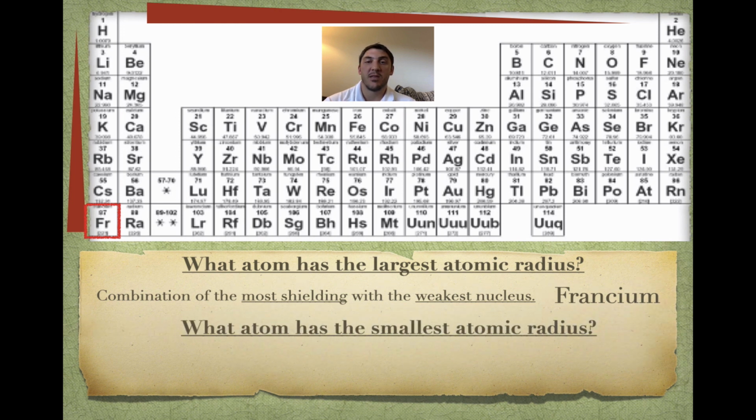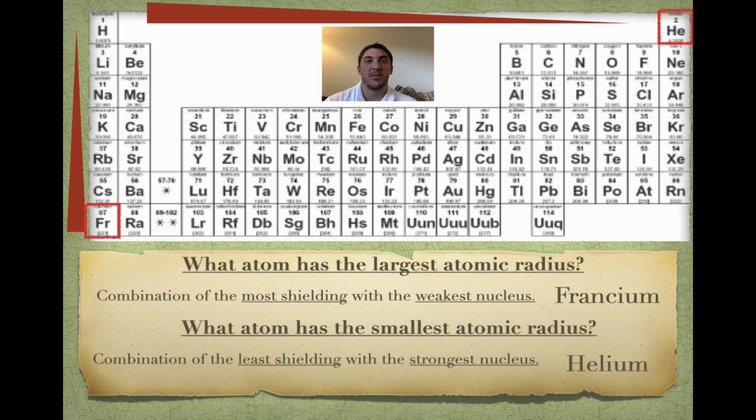Now, which atom has the smallest atomic radius? For this one, we're looking for something that has the least shielding, so its Coulombic attraction is great, but with the strongest nucleus. The weakest shielding is no shielding at all, no internal or kernel electrons. And it's got to have the strongest nucleus. So we're looking for something with the least shielding and the strongest nucleus. Did you figure it out? It's helium. Helium has to be the smallest atomic radius.